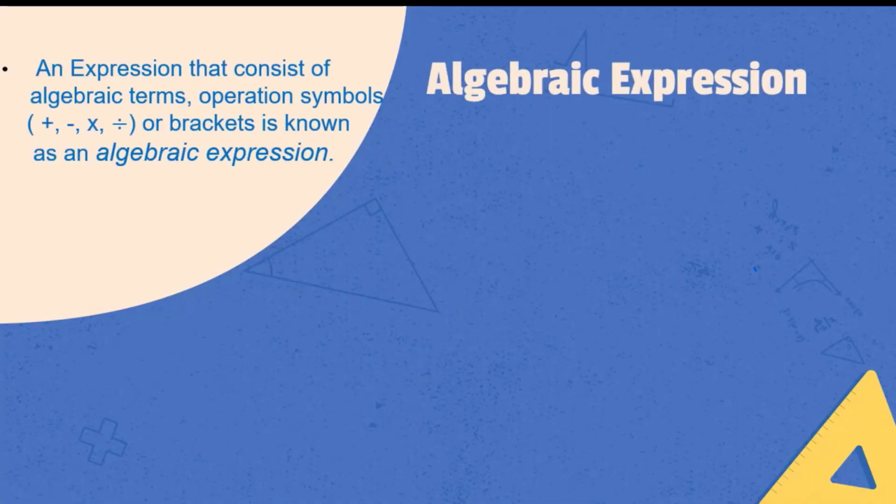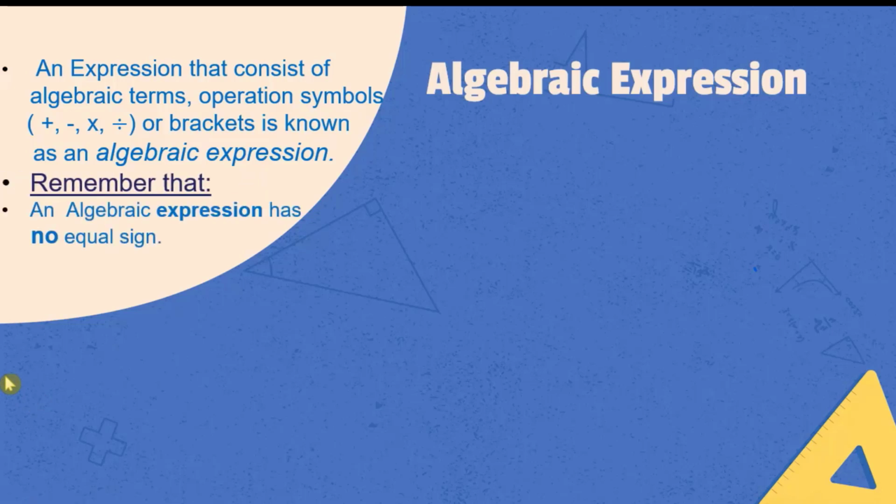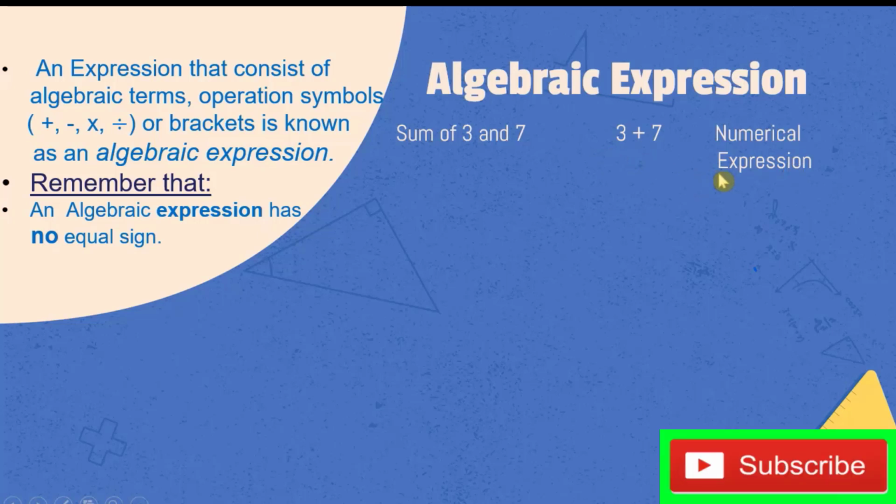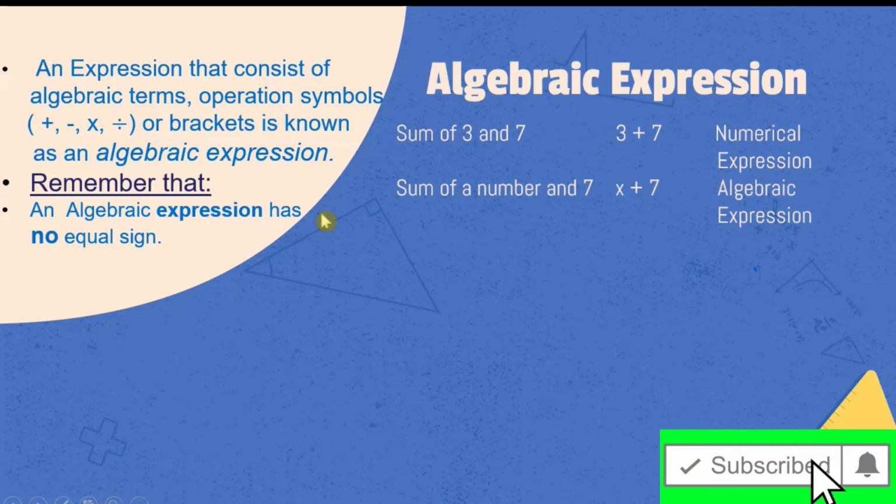Algebraic expression. An expression that consists of algebraic terms, operation symbols (plus, minus, multiply or divide), or brackets is known as an algebraic expression. Remember that an algebraic expression has no equal sign. Look at this example, sum of 3 and 7. We can write it like 3 plus 7. This is the numerical expression. We have written it in numbers form, so that is a numerical expression.